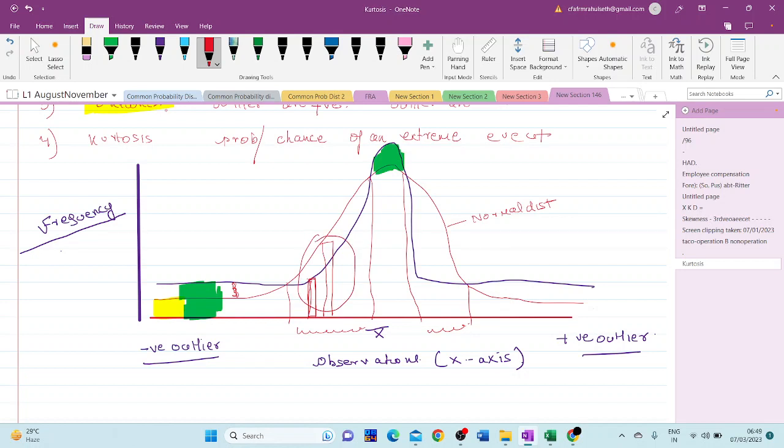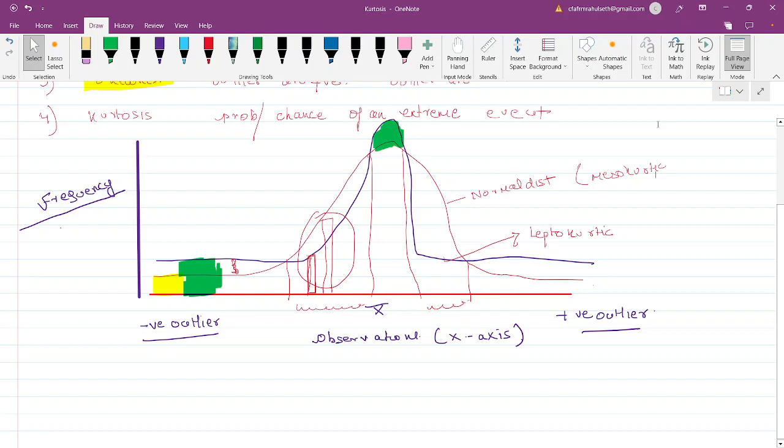Okay. Now this fat tail distribution is known as your leptokurtic distribution. It's called your leptokurtic distribution. Your normal distribution is also known as your mesokurtic distribution. Okay. Now let's understand this leptokurtic distribution. In this leptokurtic distribution, chances of extreme positive or negative events occurring is more than normal.